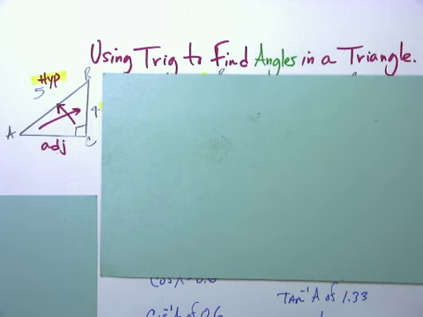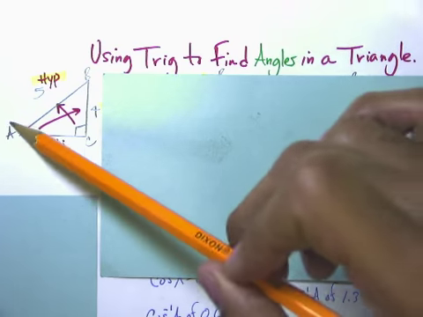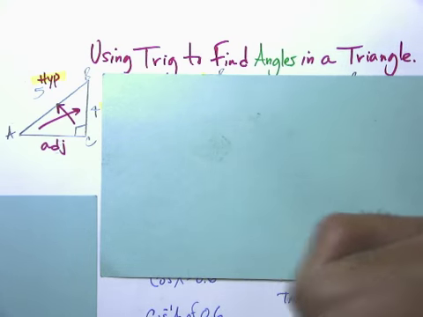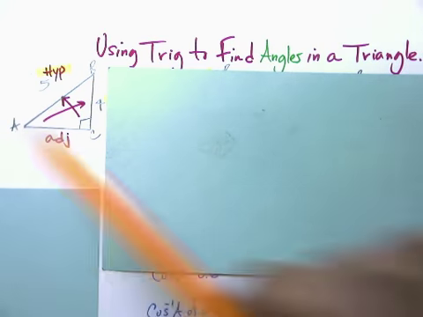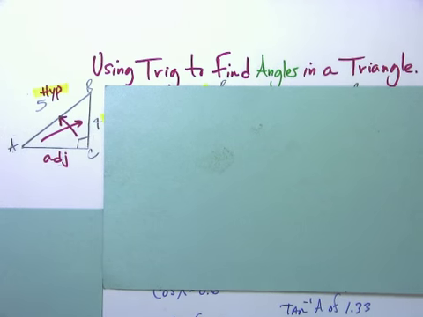Okay, so let's look at some more examples of using trig to find angles inside of a triangle. Let's say I have a triangle here, called triangle ABC, and they want me to find the measure of angle A.